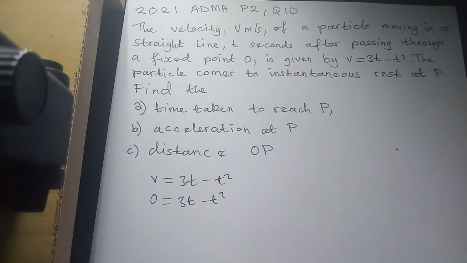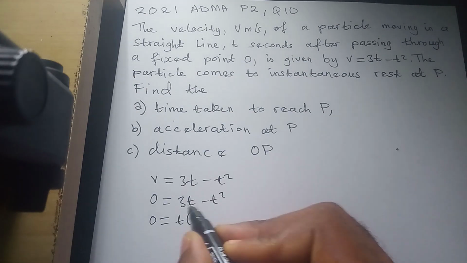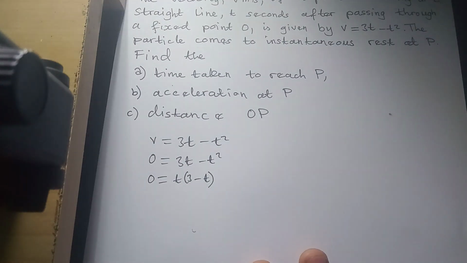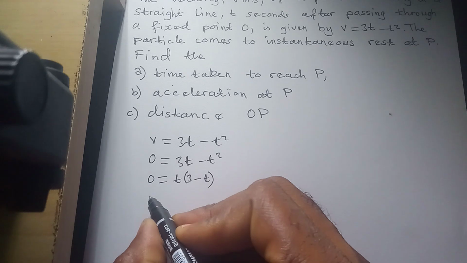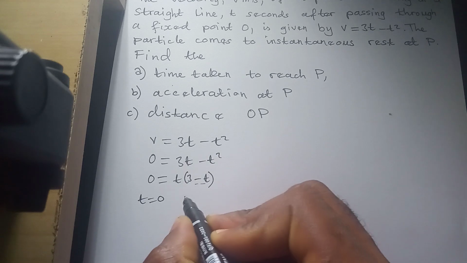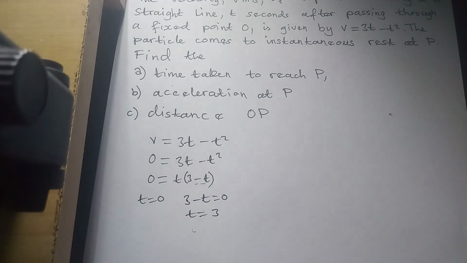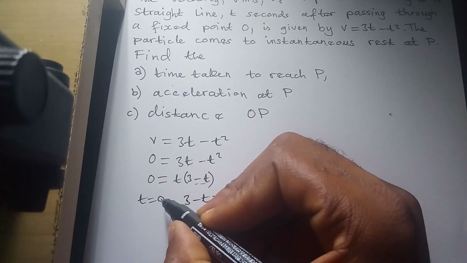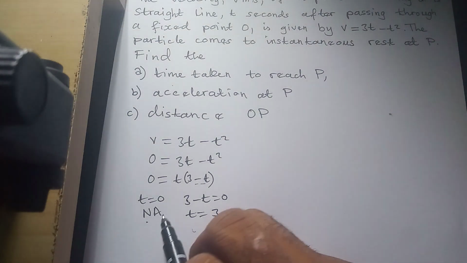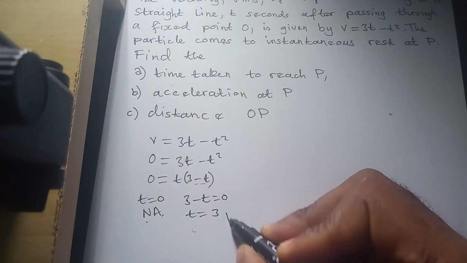So now we can solve for t, and the easiest method here is factorization. You can just factor out the t. You can use the formula, you can complete the square, but I think this is the easiest. So either t is equal to 0 or 3 minus t is equal to 0, which means t is equal to 3. So now this one will be rejected. You can just say not applicable, not acceptable, or not admissible. So we just want this.